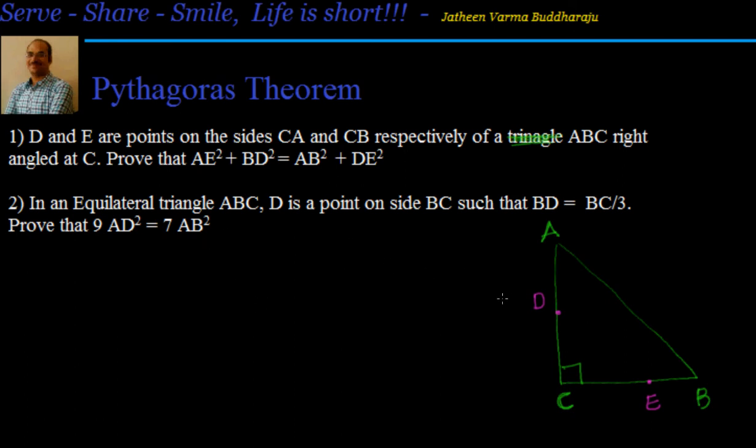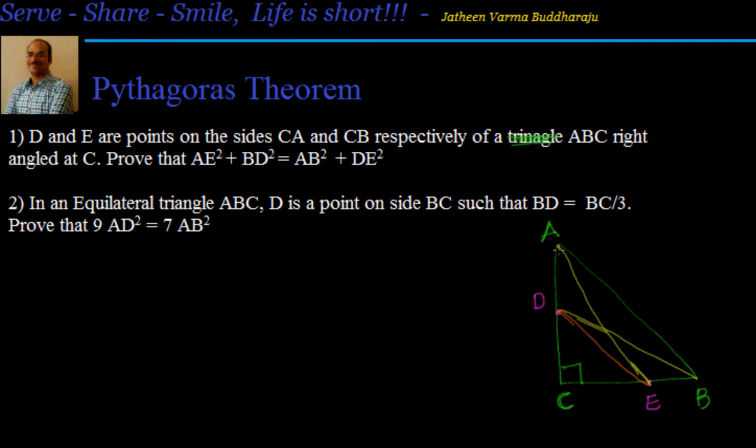We have to prove AE square plus BD square. That means I have to join A to E. Let me go ahead and try to do that. So that is AE square. Similarly, I have BD square, so I can go ahead and join that too. This is nothing but equal to AB square plus DE square. I need to join this one too, so let me take another color. That is DE. Okay, perfect. We are good to go.